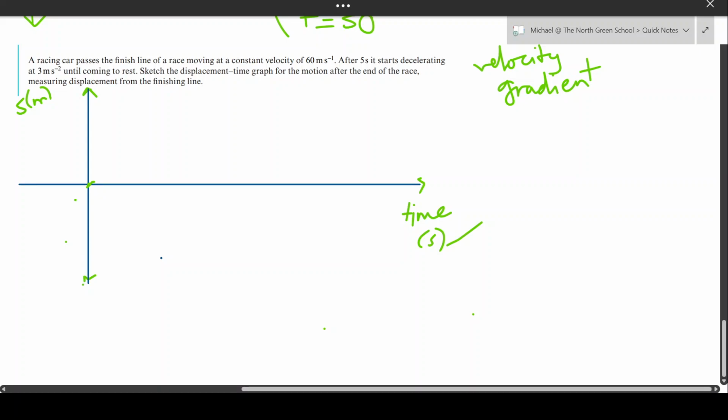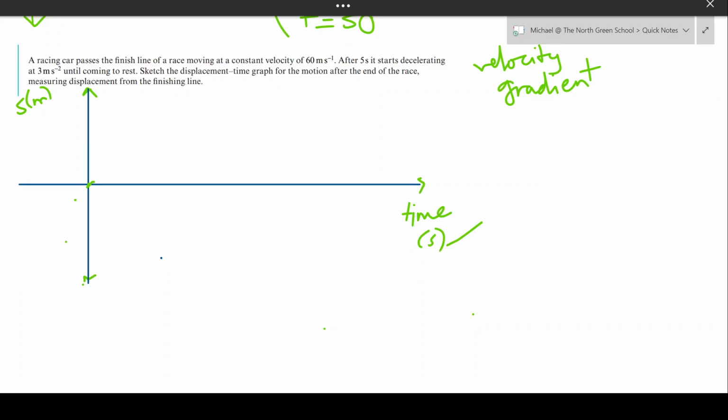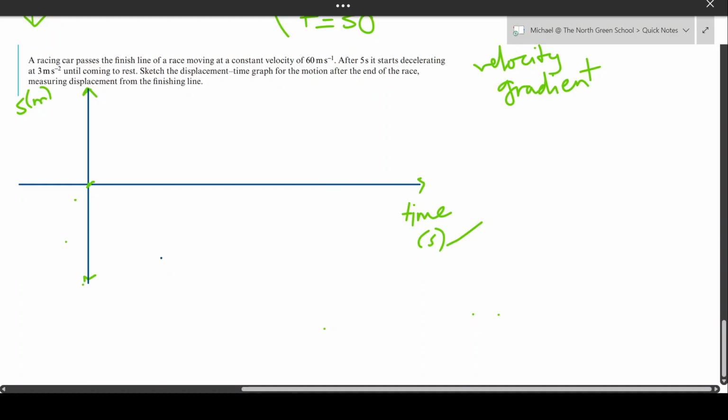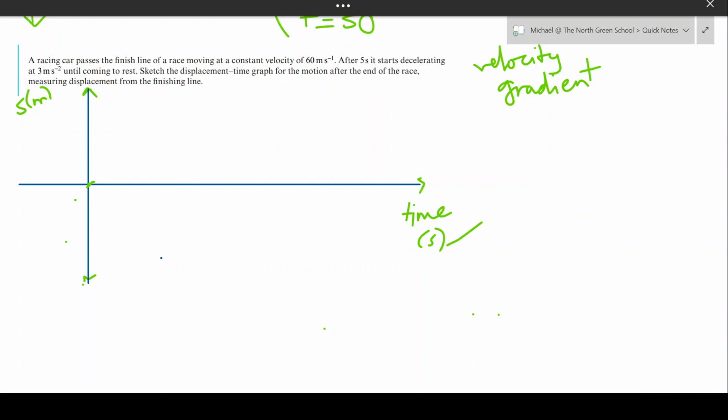Okay, so for this video we've got a question. A racing car passes the finish line of a race moving at a constant velocity of 60 meters per second. After 5 seconds, it starts decelerating at 3 meters per second until coming to rest. Sketch the displacement time graph for the motion after the end of the race, measuring the displacement from the finishing line. So we can start now.